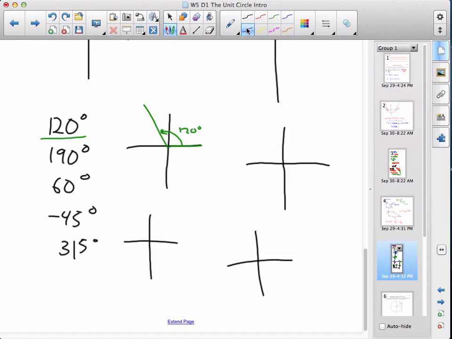190, Aaron. Nice. So Aaron says go past the negative direction of the x-axis by a little bit, kind of like that? Yeah, I love it. Past the 180 mark, which would be here, by 10 more degrees. Nice, Aaron. Great.